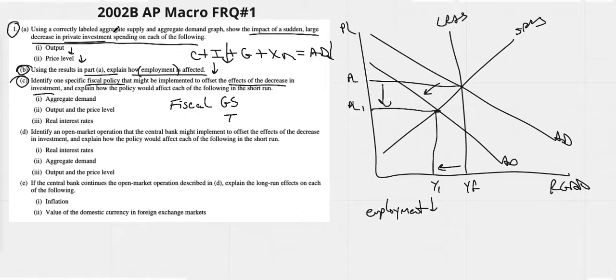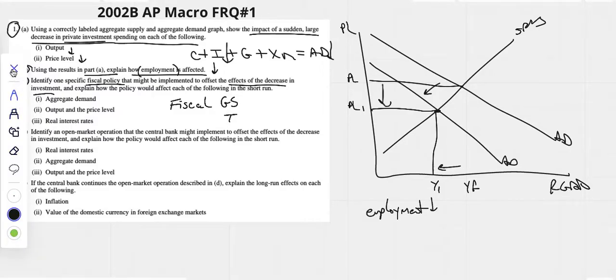They don't ask me to do long-run aggregate supply. Notice they don't ask for a long-run aggregate supply curve. So actually we could get rid of long run. We don't really need to show that full employment area. Oops. There we go. All right, so let's call that YF anyway.